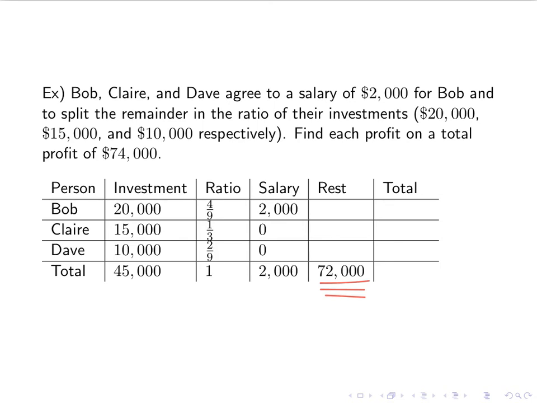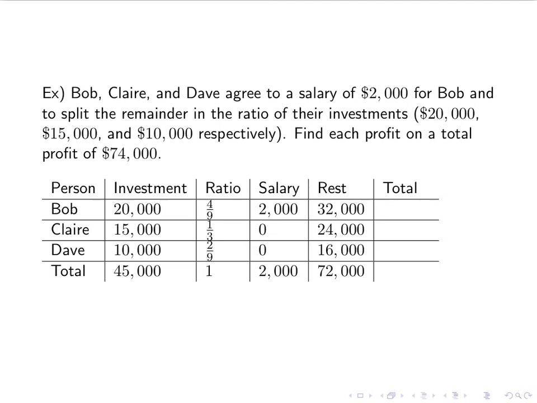So once I found the rest, I'm going to multiply this number by their ratios. So Bob's remainder or rest will be 4/9 of 72,000. Claire's rest will be 1/3 of 72,000. Dave's rest will be 2/9 of 72,000. So again, I'm just multiplying, and I can fill it in.